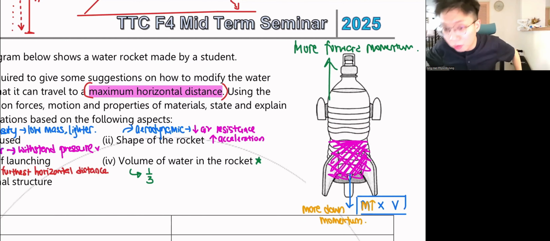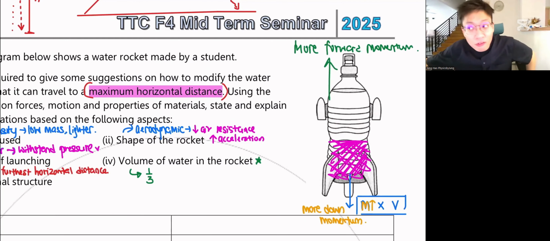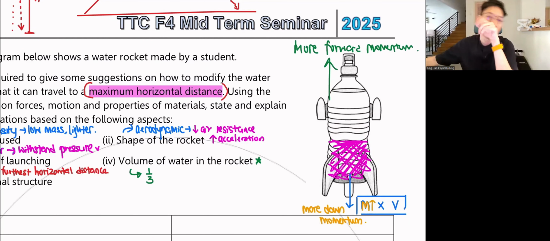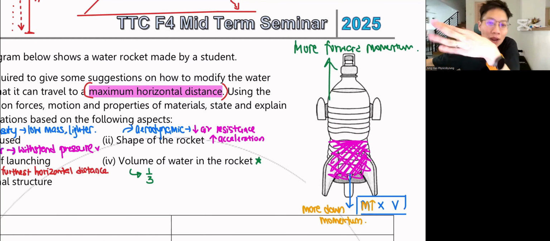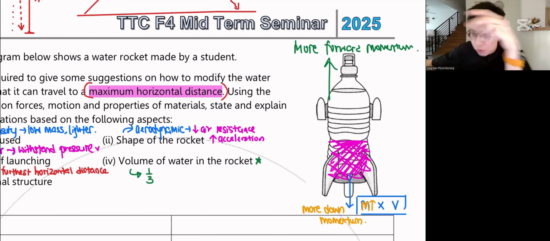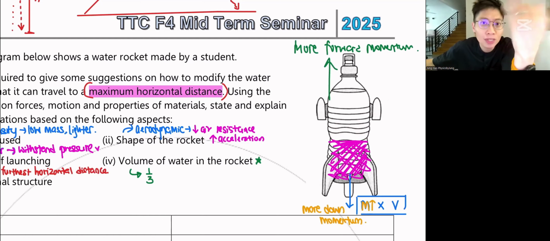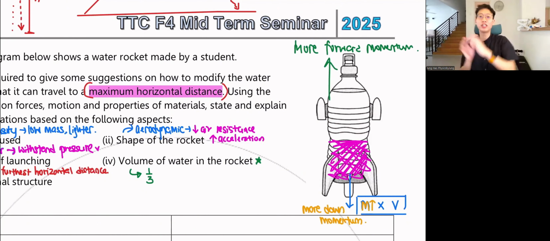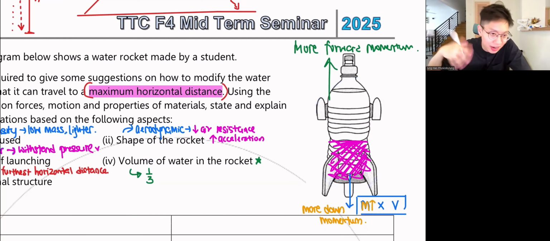I will be able to generate more downward momentum. Then I have more forward momentum, so the rocket can fly faster. But then, why don't we fill more water? Can you imagine if I put more water inside, then my momentum goes down even more? Then the rocket goes faster. Can or not? Yeah. Actually, if you add too much water, you will generate more momentum, but at the same time, your rocket becomes too heavy to fly. It's very hard to fly already.